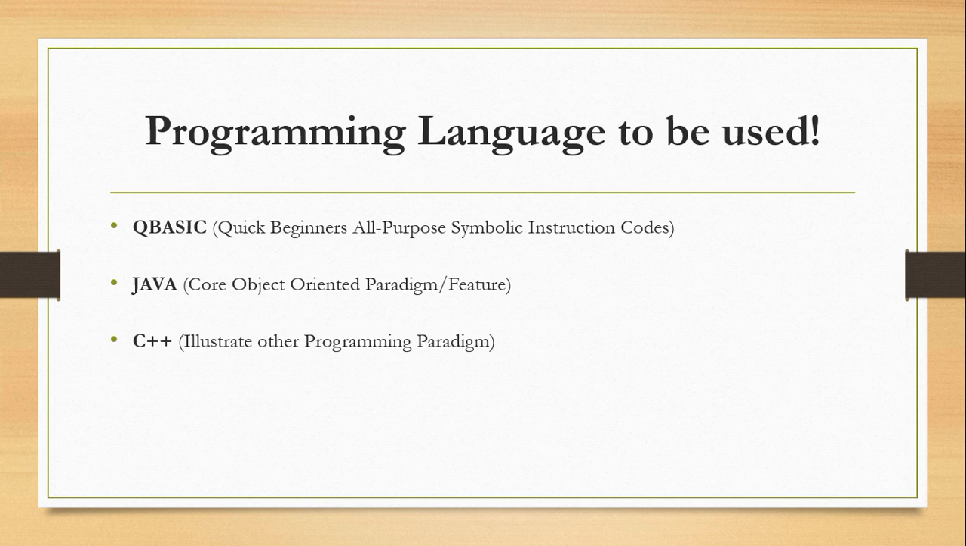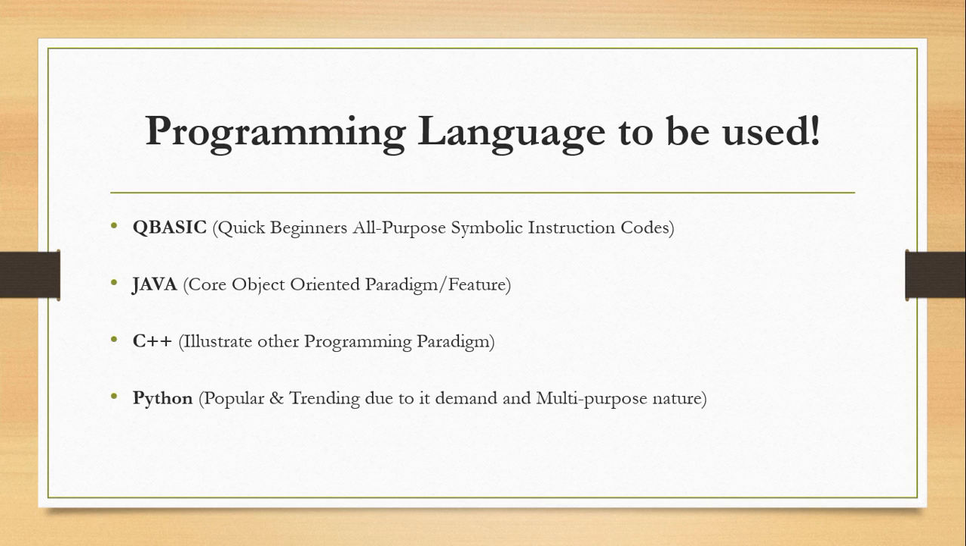Okay, also we're going to be looking at C++. We'll use C++ alongside Java to illustrate other programming paradigms that are not object oriented. Like I said, for a start, we might also be using them even when we are not talking about these different programming paradigms.